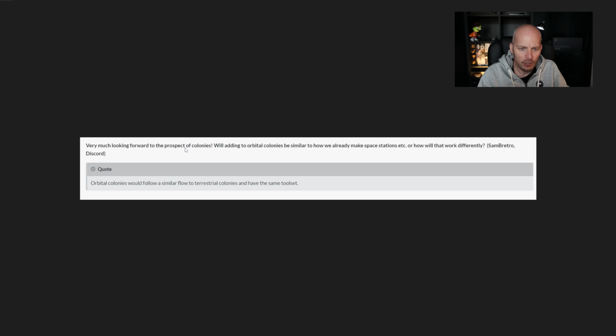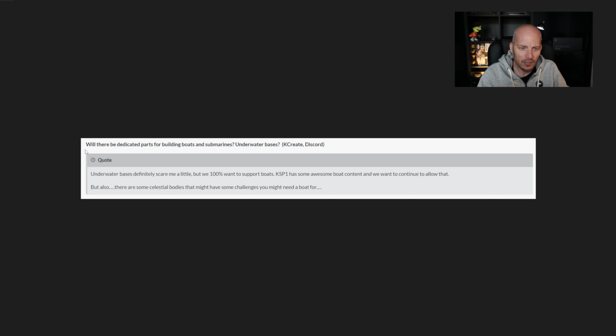Very much looking forward to the prospect of colonies. Will adding two orbital colonies be similar to how we already make space stations, etc., or will that work differently? So orbital colonies would follow a similar flow to terrestrial colonies and have the same tool set. So I'd say that means orbital colonies are going to be different to how we put space stations up currently, as the orbital colonies are going to follow the similar flow to terrestrial colonies, which I would say is going to be different to existing space stations.